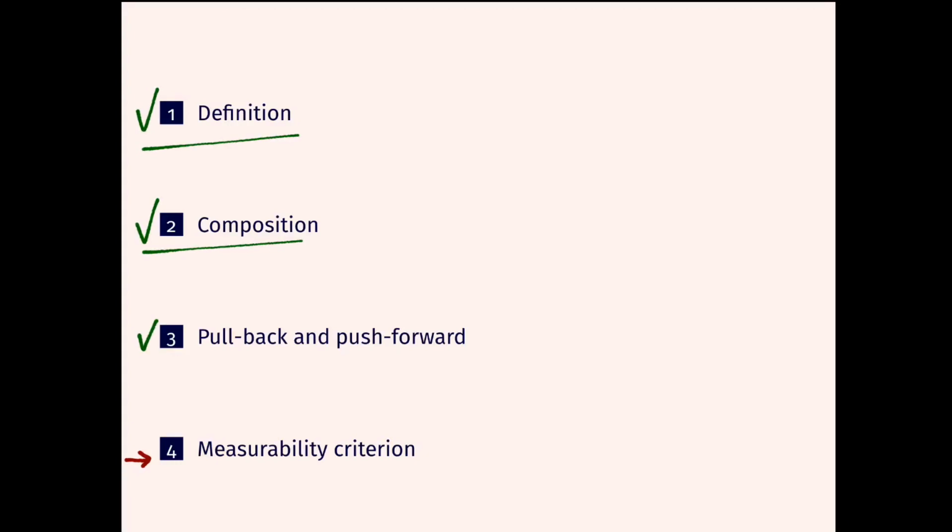So in the first and second part of this video lecture, we have seen the definition of measurable functions. The composition of measurable functions is a measurable function. We have explored the notions of pullback of a sigma algebra and push forward of a measure. And now we move to establishing a criterion of measurability, a criterion that a function should satisfy in order for us to conclude that it's measurable.